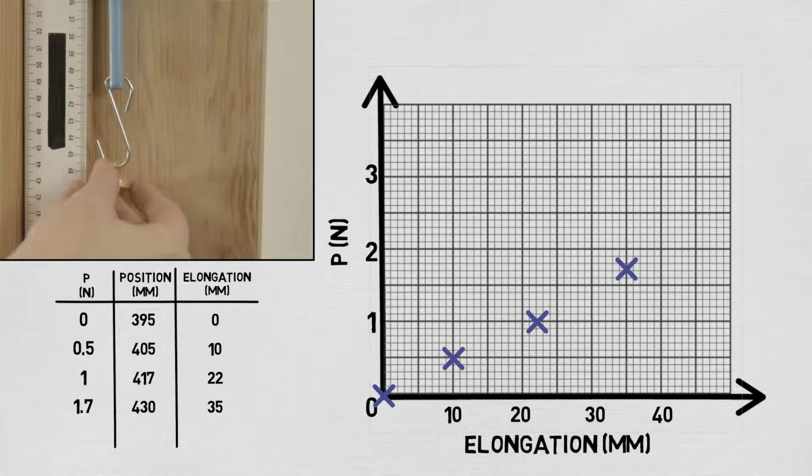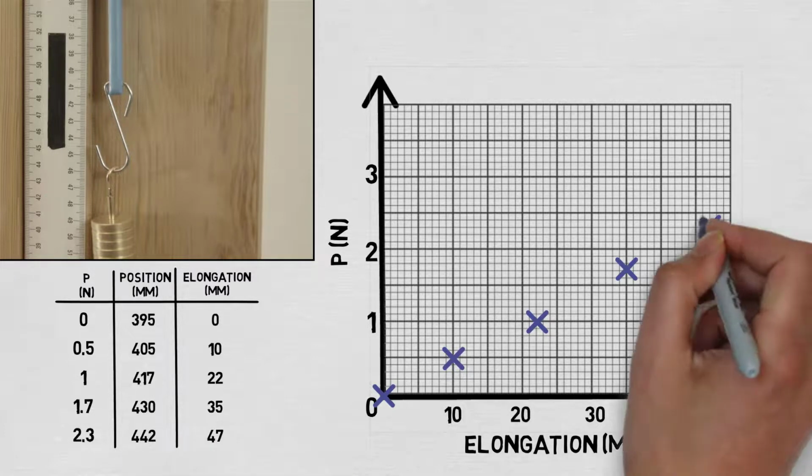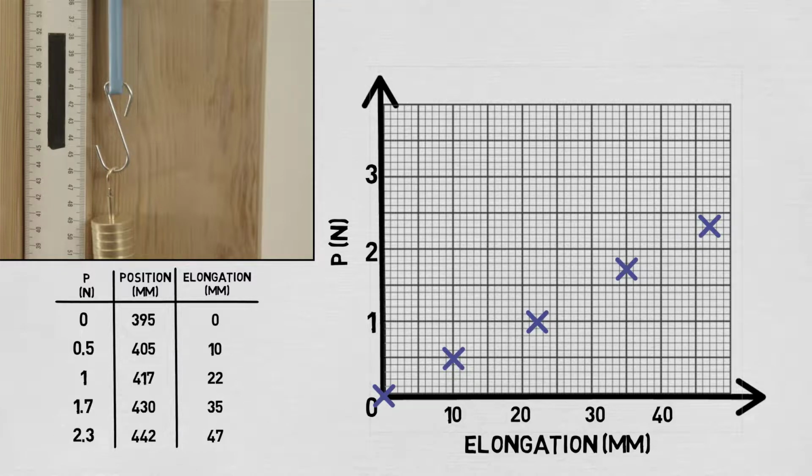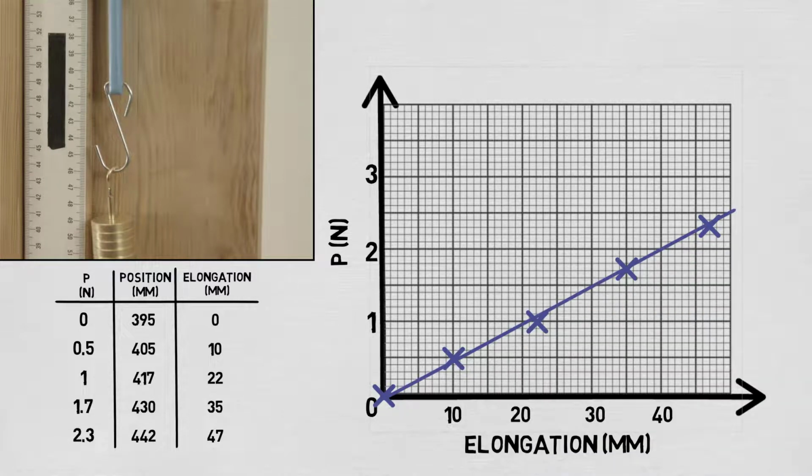The last weight brings us up to a total of 2.3 newtons. Reading the ruler, we measure a total deformation of 47 millimeters, or 442 millimeters on the ruler. Now that we have all the data, we can start to do some analysis. We can see that the 5 points appear to lie on a straight line, steadily increasing upwards. This gives us a clue as to what the equation that describes the relationship might look like.